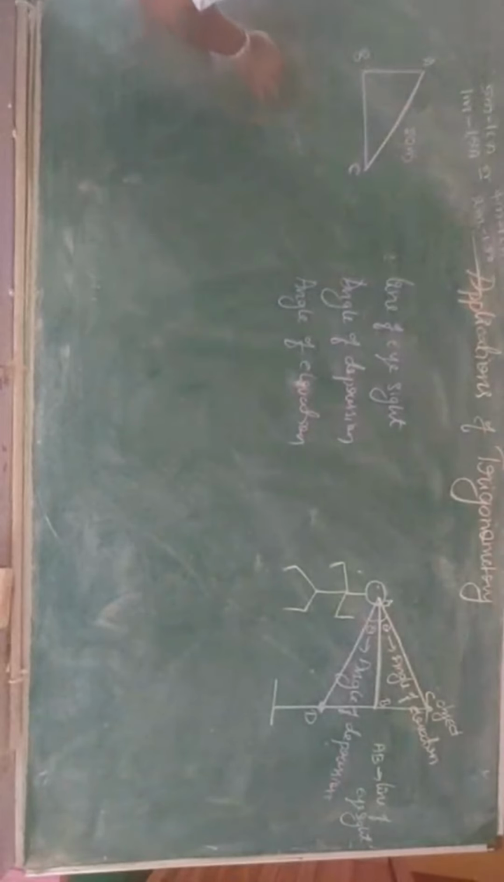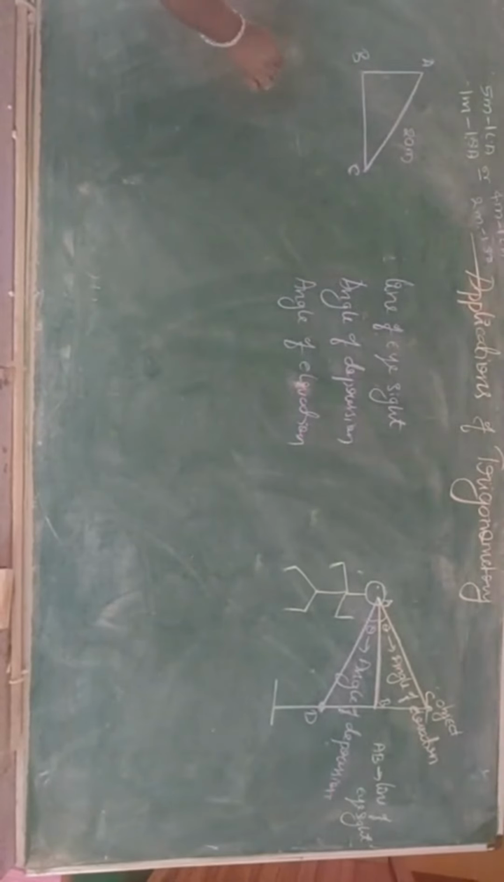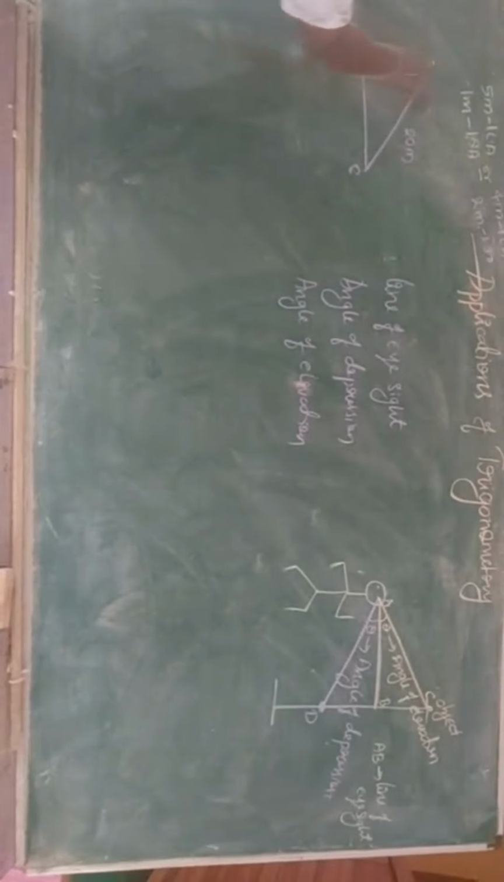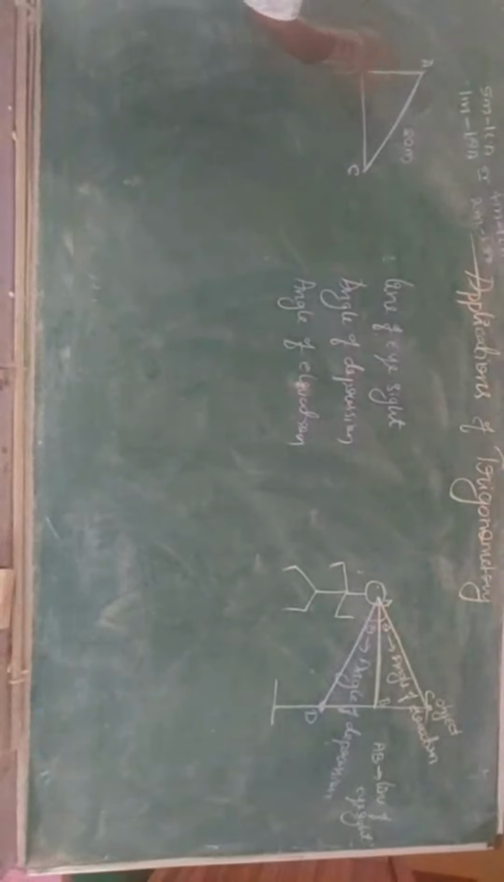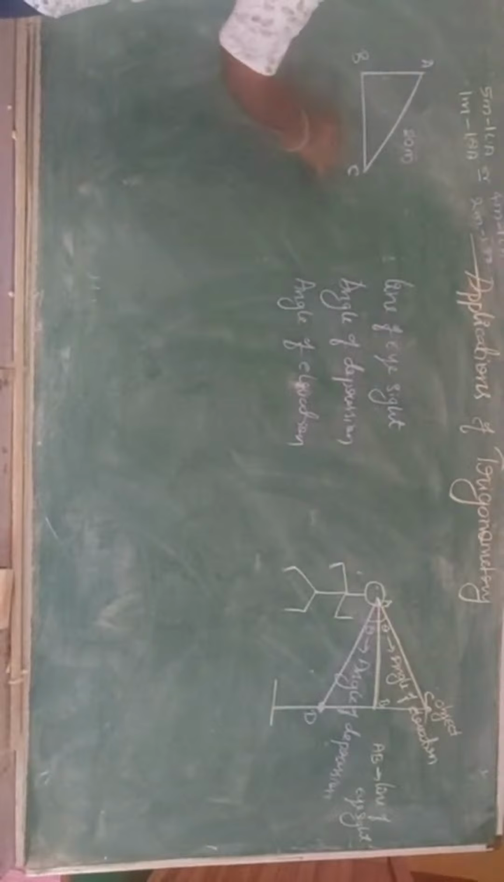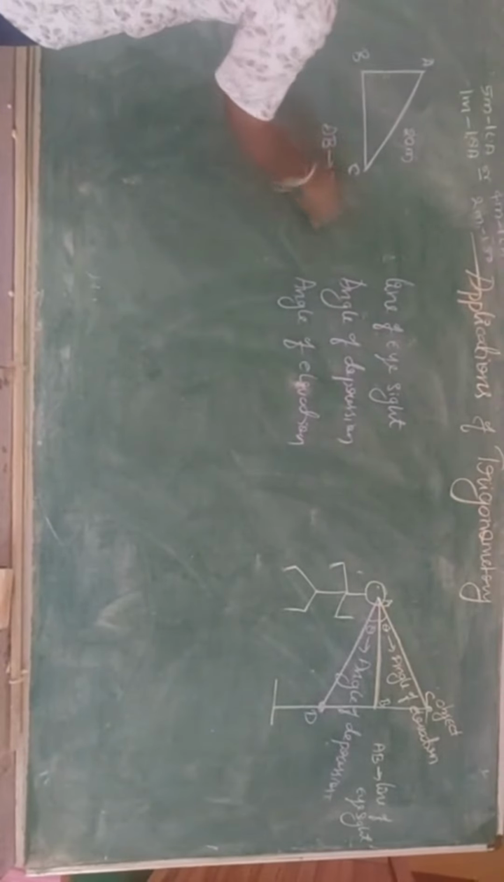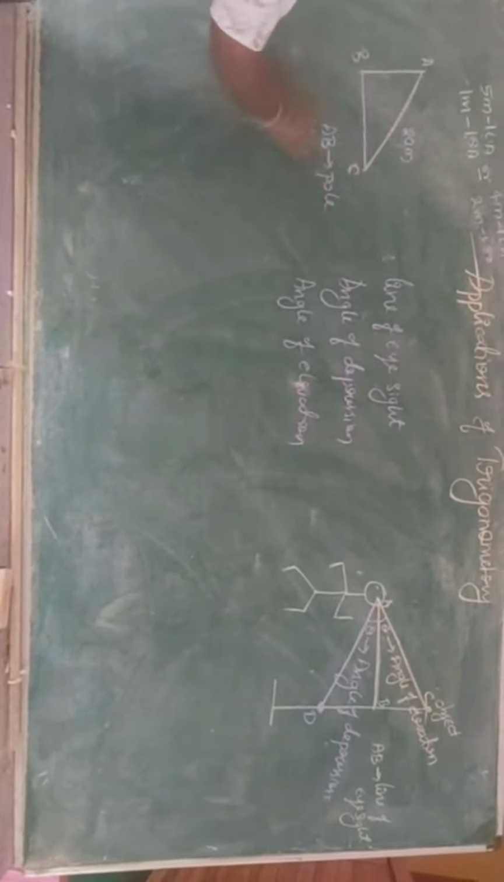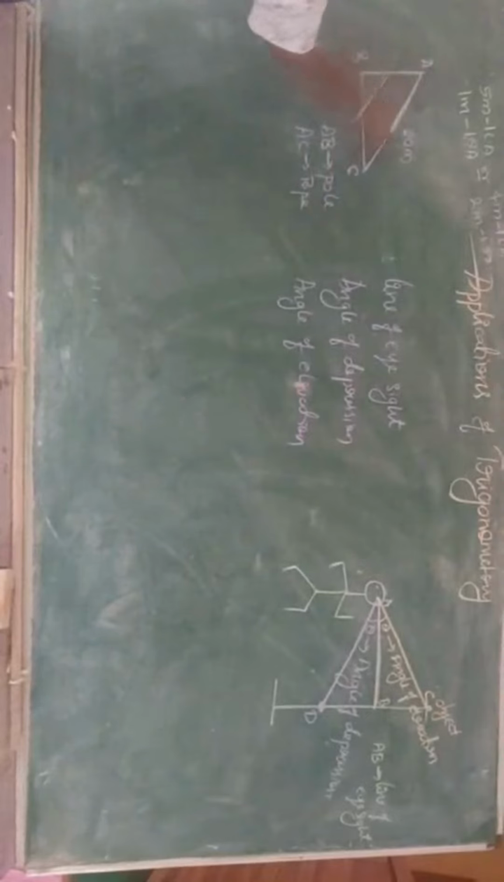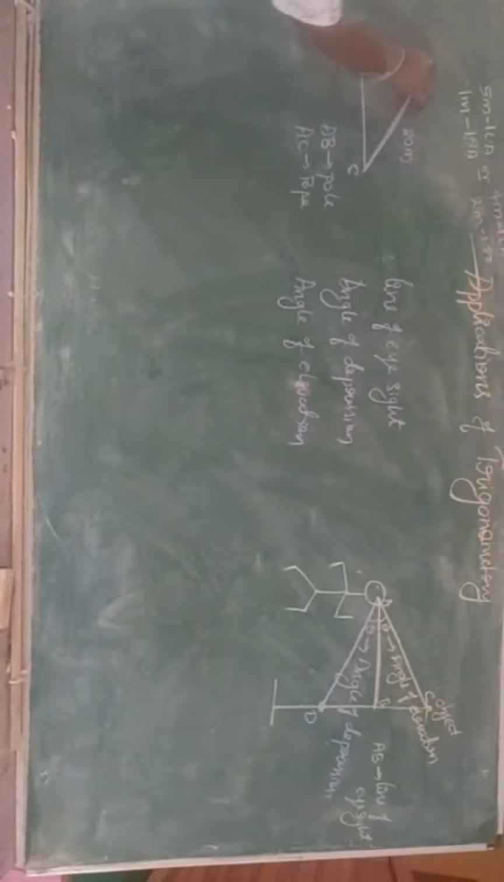A circus artist is climbing a 20-meter long rope, which is tightly stretched and tied from the top of a vertical pole. So AB is what? AB is the vertical pole, and AC is the rope. This rope is tightly stretched from the top of the pole to the ground.